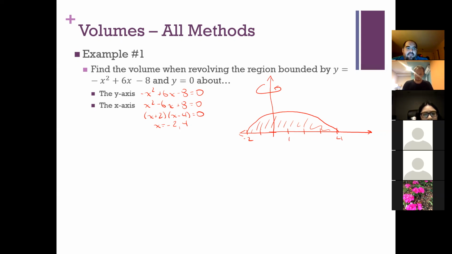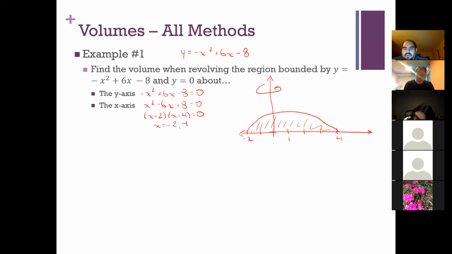So what are the benefits there? If I get to use x as my independent variable, why would that be a pro for using the shell method as opposed to the disk method? Because if I use the disk method, what's my independent variable going to have to be? Why? So that means I would have to invert this guy, which is not impossible, but it's something I have to do.